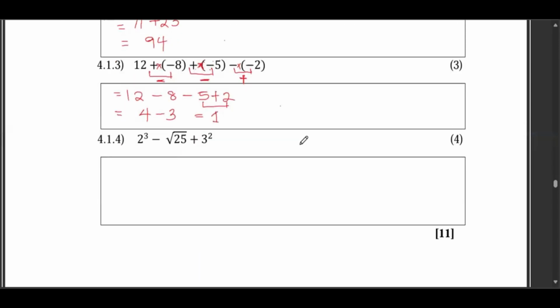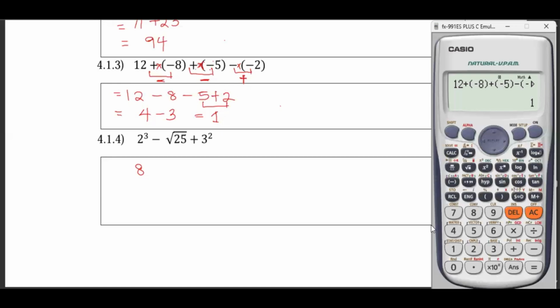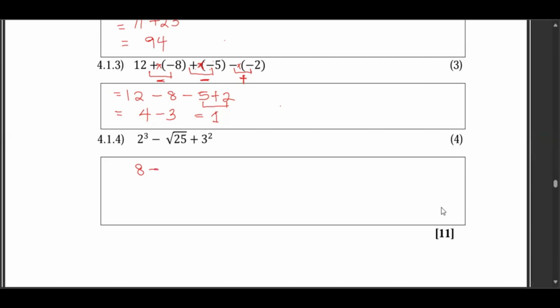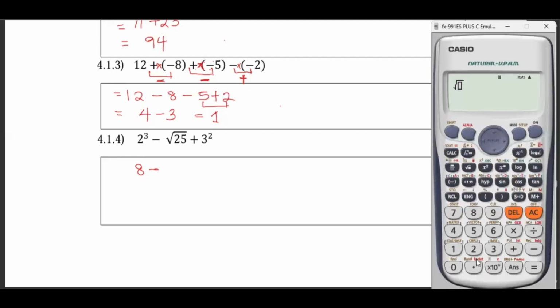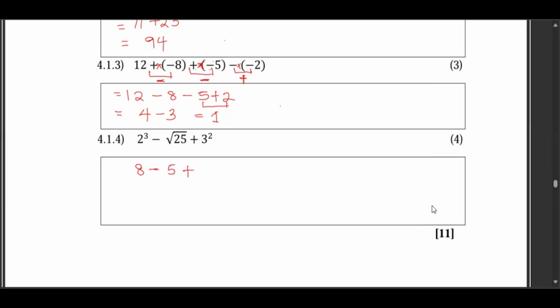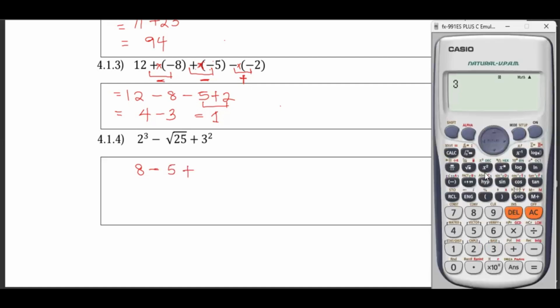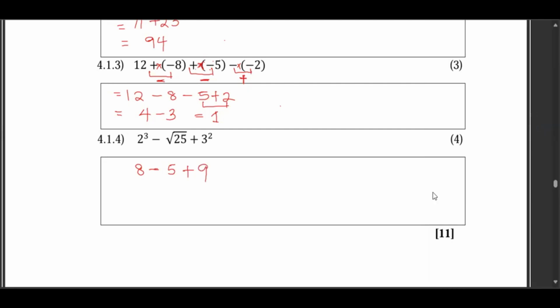Okay, let's look at 4.1.4. They're telling us 2 to the power 3, it's 8. If you don't know, use your calculator. All I want you to do is to simplify this step by step. So 2 to the power 3, it's 8. Then minus square root of 25. If you don't know it, use your calculator. Square root of 25, it's 5. Bring it here. Plus 3 squared. I want you to tell me 3 squared. When you use a calculator, what answer do you get? 9. You see that? So it continues.